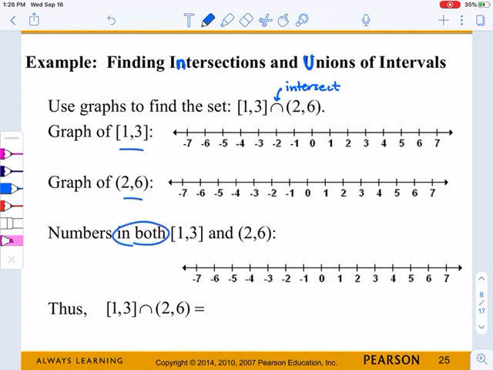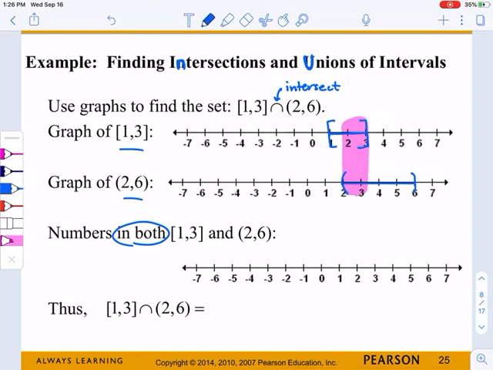So if I were to start with 1 to 3, I have a bracket at 1, and I go up to include a bracket at 3. So I'm looking at my numbers between, including, 1 and 3. Now if I look at my graph of 2 and 6, I have an open parenthesis at 2, and I have an open parenthesis at 6, and I'm going in between those. So if I am looking for the intersection, I'm looking at what's in common. Well, I start at a 2, so I have this 2 in common, and I have a 3 in common. That looks like all that I have.